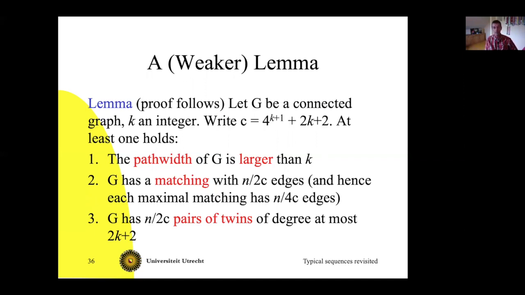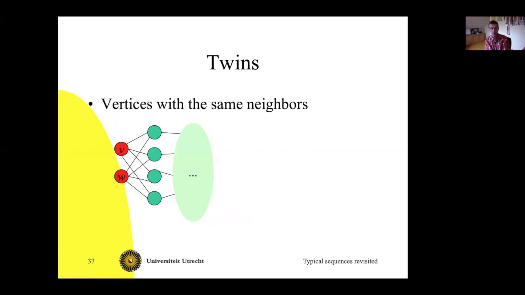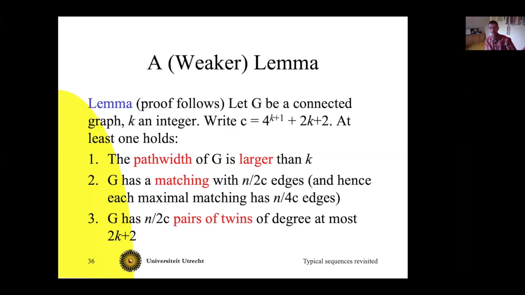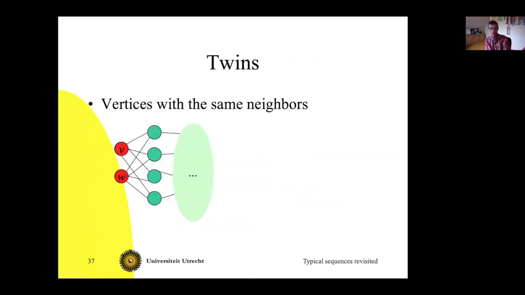This recursive algorithm depends on a lemma, and I'll give you a weaker form of the original lemma. It's for pathwidth, and the numbers are larger actually, but it really helps to show how the idea goes. So the lemma is the following: if I have a connected graph, I set some constant c, so you can see the formula there. Then at least one of three things holds. Either the pathwidth is larger than K, or I have a matching with at least n divided by 2c edges, which means that every maximal matching has at least n divided by 4c edges, or I have n divided by 2c pairs of twins of degree at most 2K plus 2. A twin, you probably know what it is, are just two vertices which have the same set of neighbors. So either every maximal matching has many edges, or I have many twin pairs, or the pathwidth is larger than K. So this is how the algorithm works.